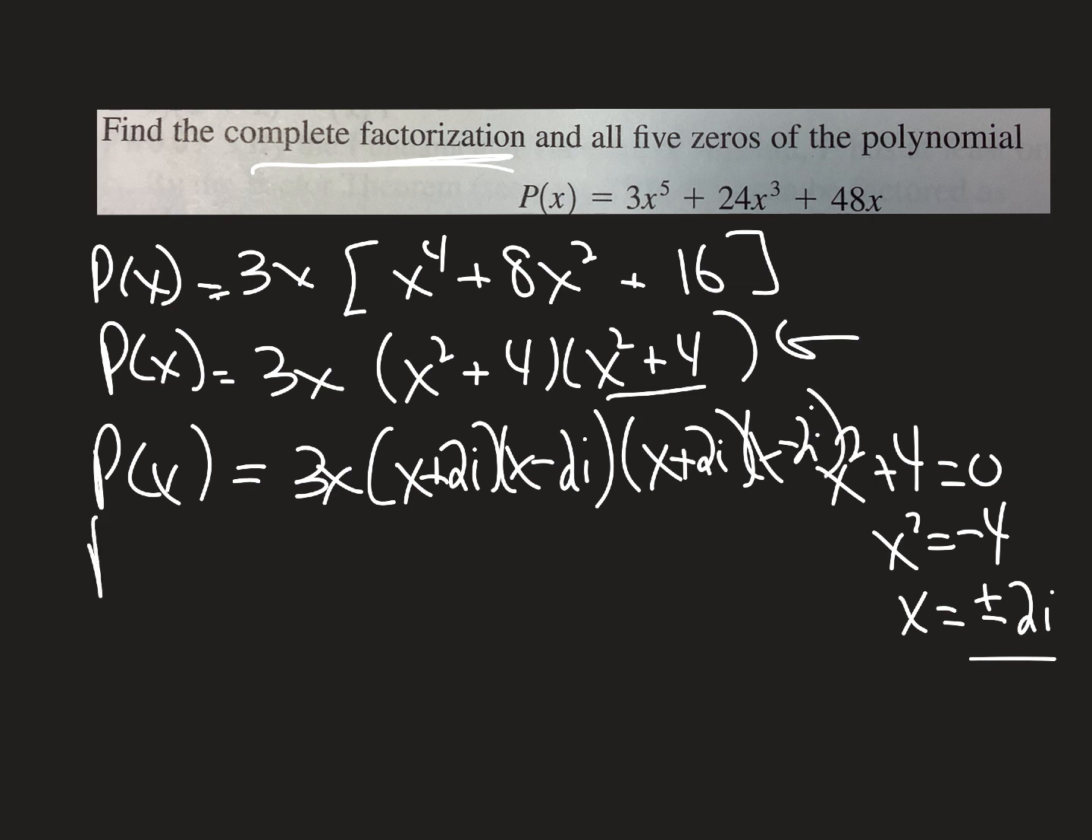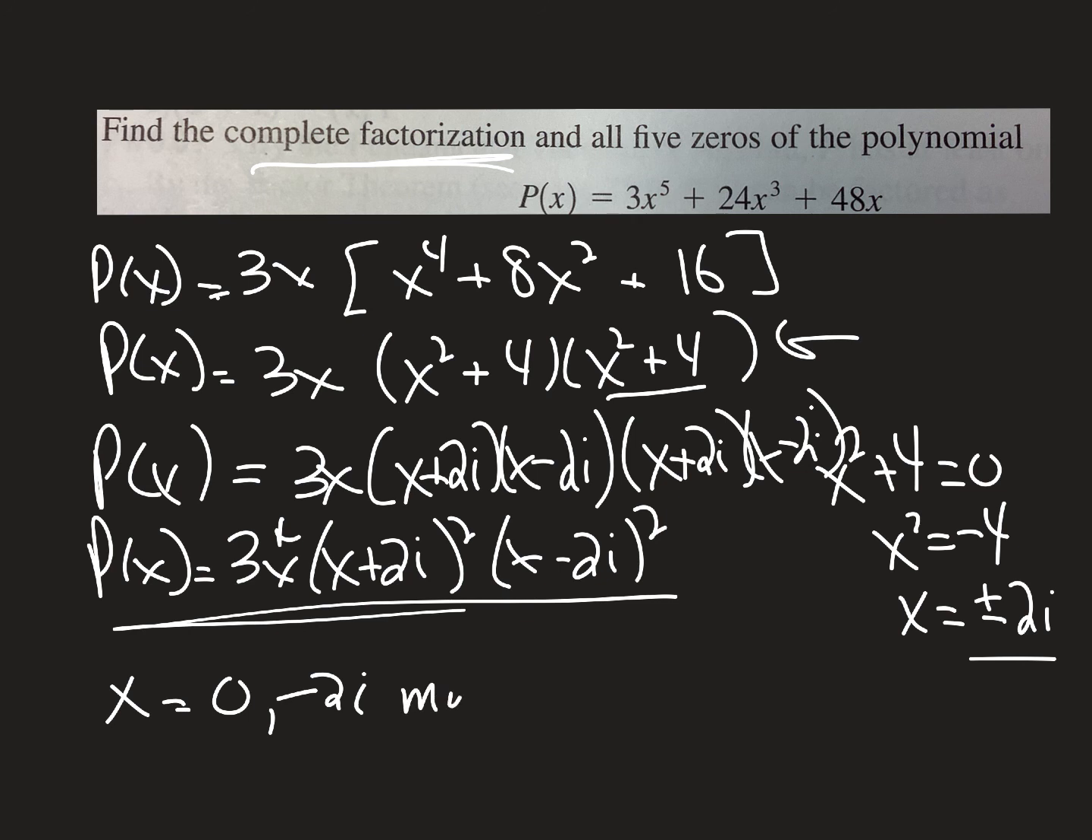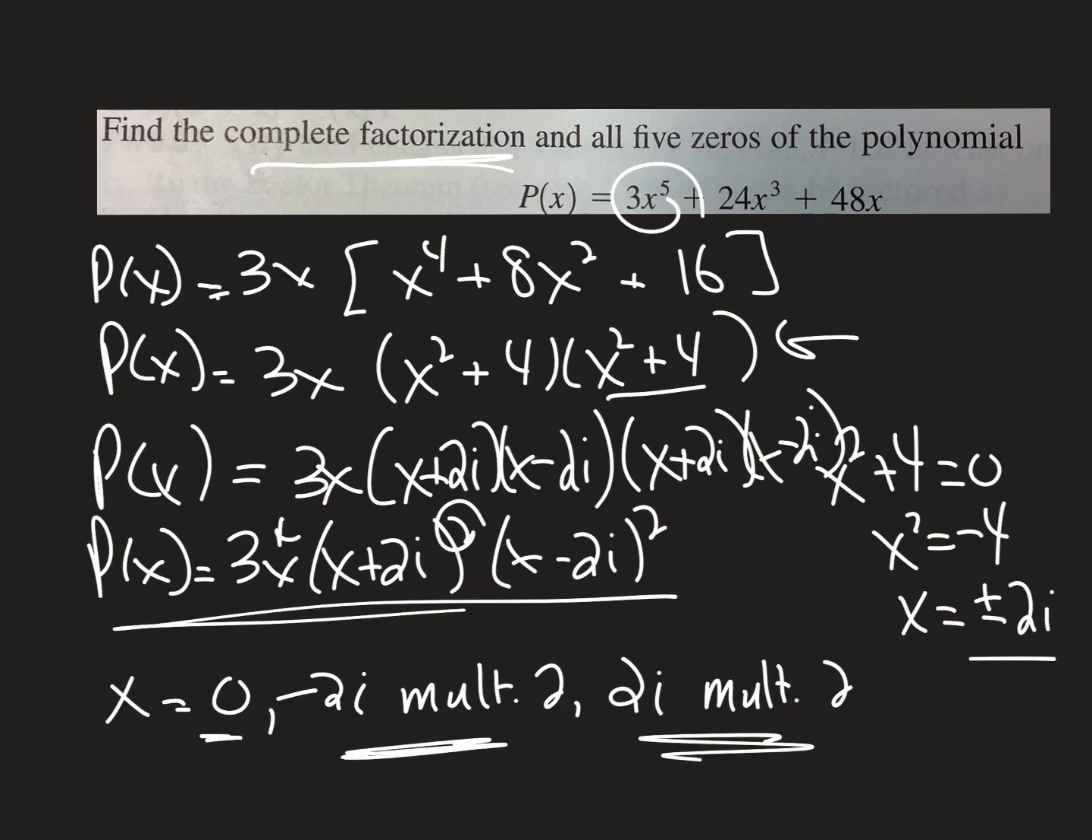Okay, so here's what I have. Completely factored. I got 3x, and I have x plus 2i squared, and x minus 2i squared, and squares are a big deal. So there's the complete factorization. The zeros would be 0 from right here, negative 2i with multiplicity 2 because it's got an exponent 2, positive 2i with multiplicity 2. So I started with x to the 5th, end up down here with 1, 2, 3, 4, 5 zeros, which is what I wanted because of the multiplicity.